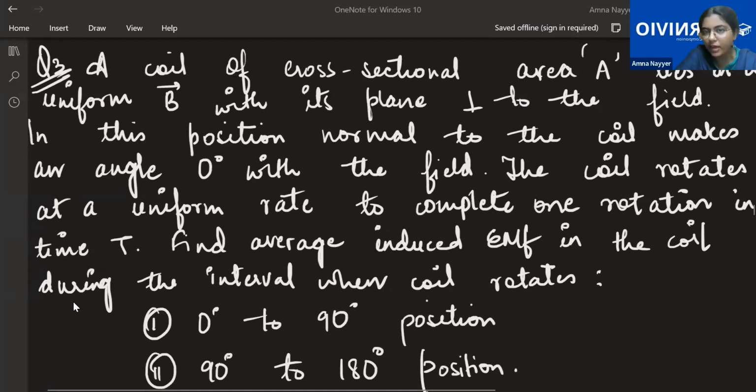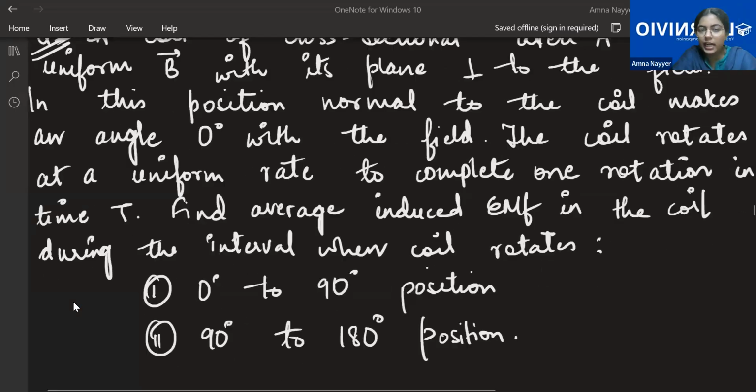Lies in a uniform magnetic field perpendicular to the field. In this position, the normal to the coil makes an angle of 0 degrees with the field. Then the coil rotates at a uniform rate to complete one rotation in time T. What do we have to calculate? The average induced EMF in the coil during the interval when the coil rotates between 0 and 90 degrees.